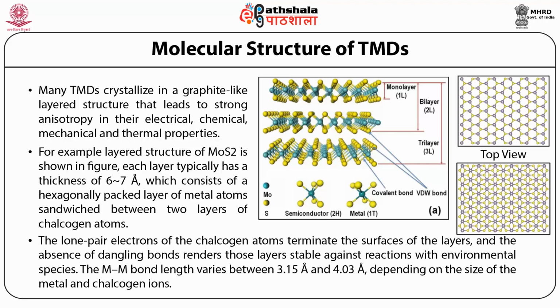The metal coordination of layered TMDs can be either trigonal prismatic or trigonal antiprismatic. If we see from the top, a monolayer of MoS2 having trigonal prismatic polymorph looks like a hexagon with adjacent metal and chalcogen atoms, and a monolayer of MoS2 having trigonal antiprismatic polymorph looks like two interpenetrating hexagons.